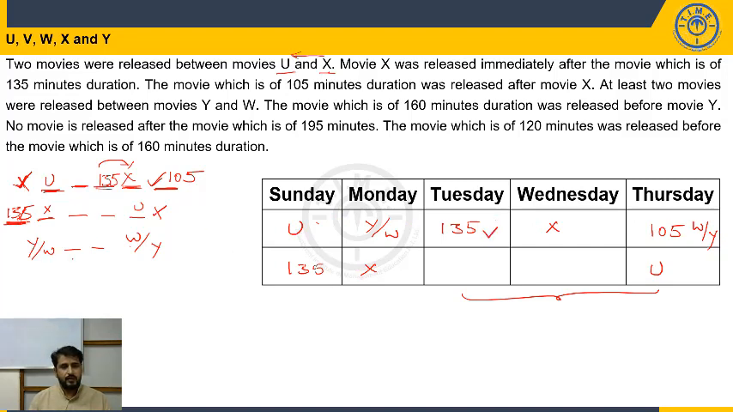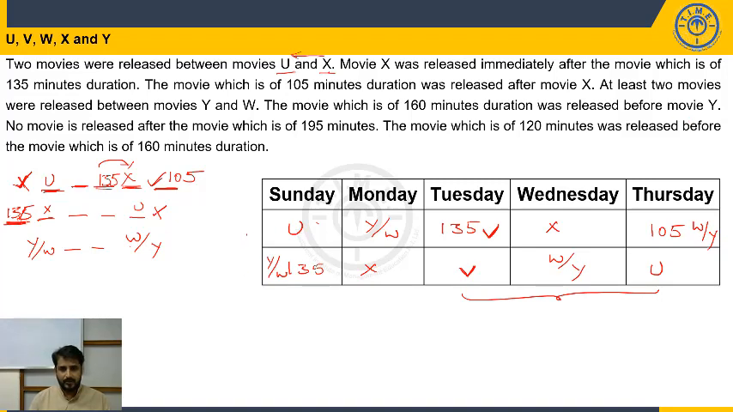Now, Y or W, 2 gaps, W or Y. And the remaining person is V. So V is fixed. So in any case, movie V is released on Tuesday. Okay. The movie which is of 160 minutes duration was released before Y. So 160 minutes is released before Y.